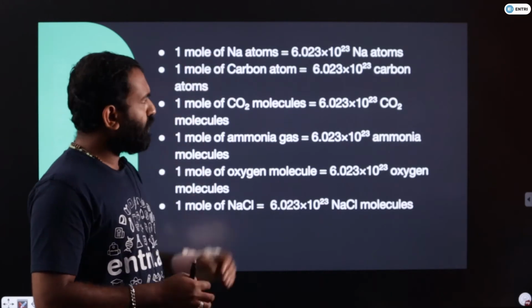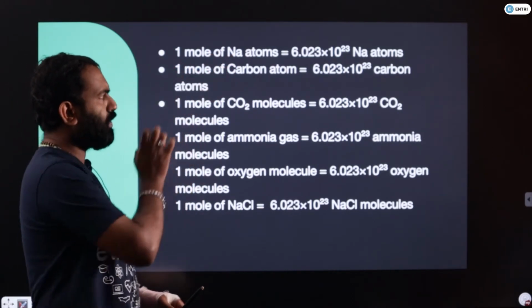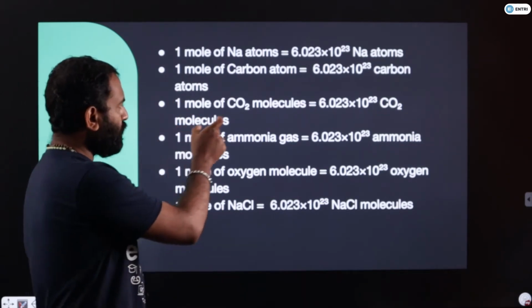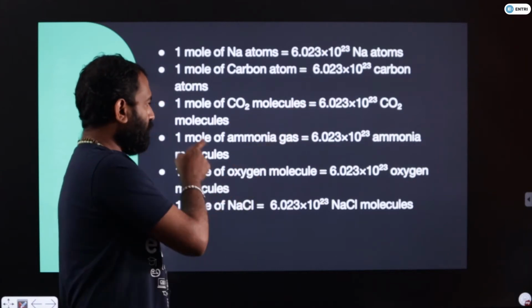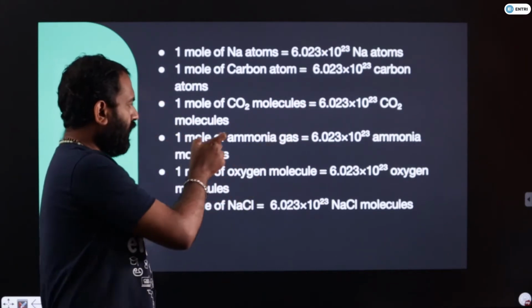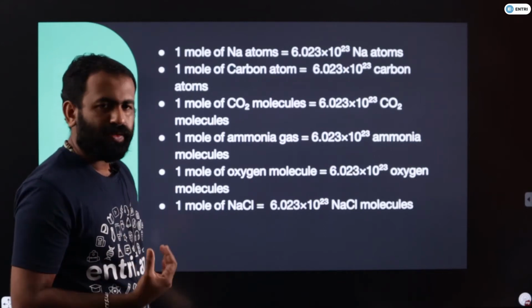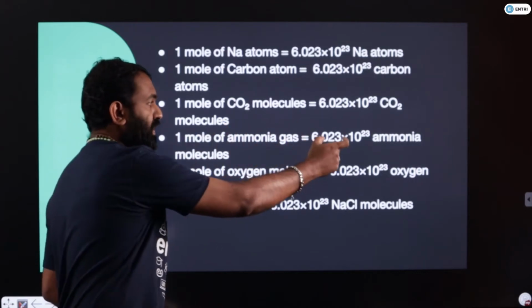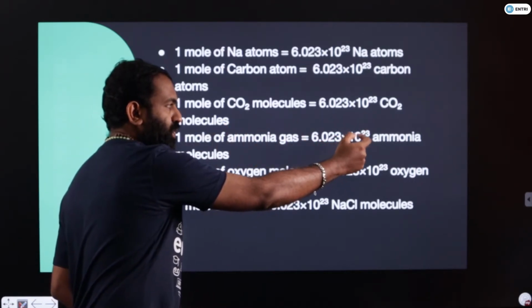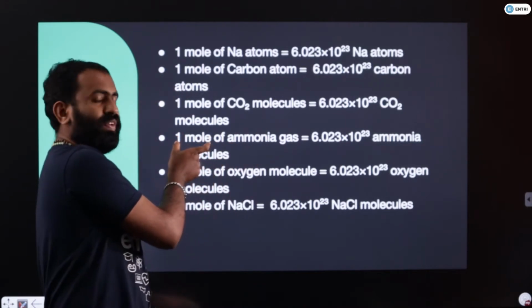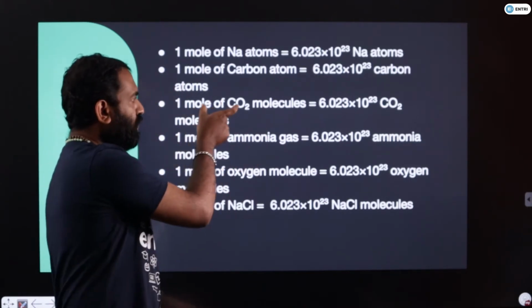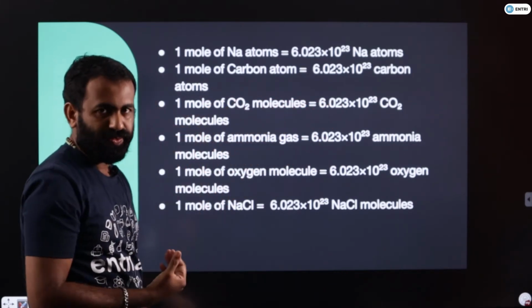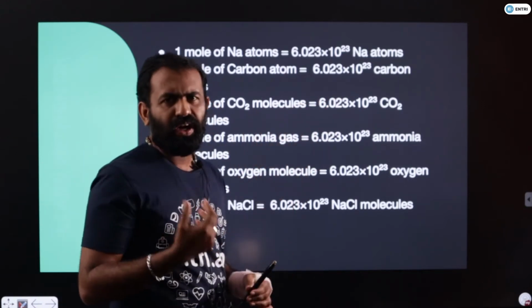Then 1 mole of sodium atoms means it contains Avogadro number of sodium atoms, and 1 mole of carbon atoms contains Avogadro number of carbon atoms. 1 mole of carbon dioxide contains Avogadro number of carbon dioxide molecules, and 1 mole of ammonia gas contains Avogadro number of ammonia molecules. So 6.023 times 10 raised to 23 ammonia molecules is defined as 1 mole of ammonia. This 6.023 times 10 raised to 23 is the Avogadro number.